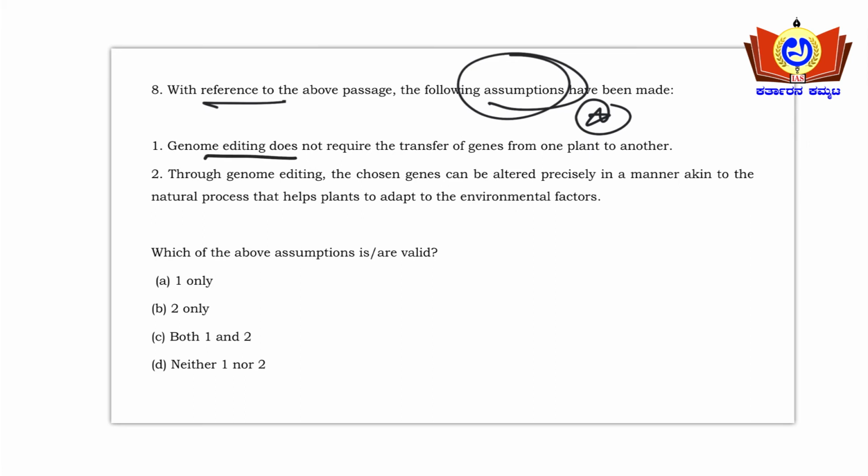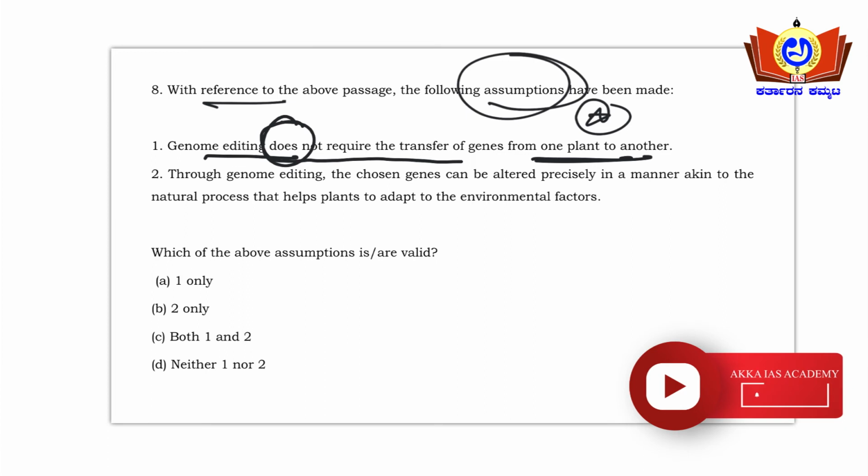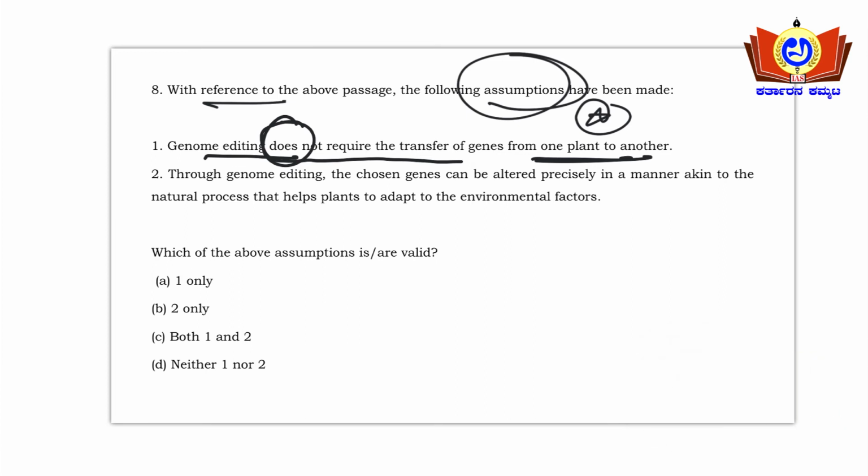Genome editing does not require the transfer of genes from one plant to another. See here, my dear friends, in the passage it is given that genome editing involves finding the part of a plant genome that could be changed to render it less vulnerable to disease or resistant to certain herbicides or to increase yields, and researchers use molecular scissors to dissect the genome and repair it. According to that, genome editing does not require transfer of genes from one plant to another. This assumption holds good, my dear friends.